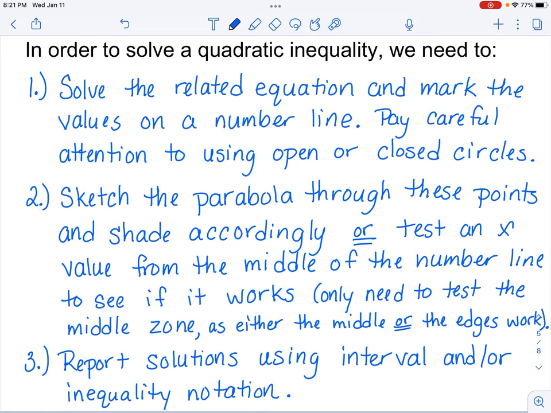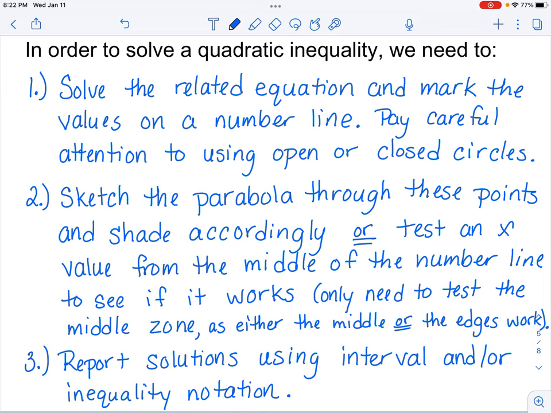The first way is you can sketch the parabola going through those points and shade accordingly. And whatever part of the number line is directly shaded on, that's where your solution set will fall. It will either be in between the 2 numbers because it's inside the parabola, or it'll be over to the left and over to the right because it's outside of the parabola. So it's either inside or outside, meaning either in between the 2 x values or in opposing directions on the outsides.